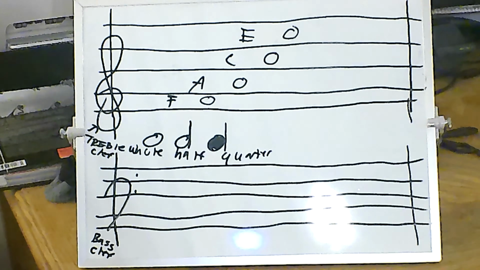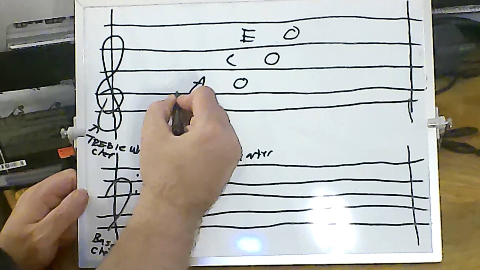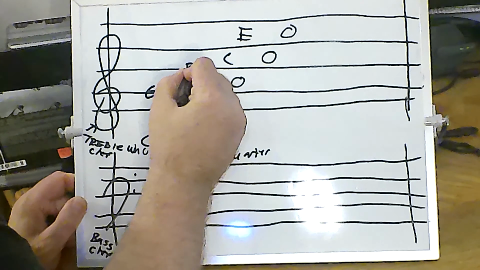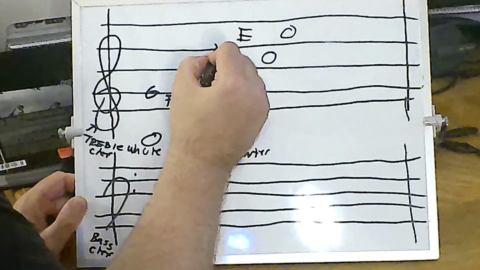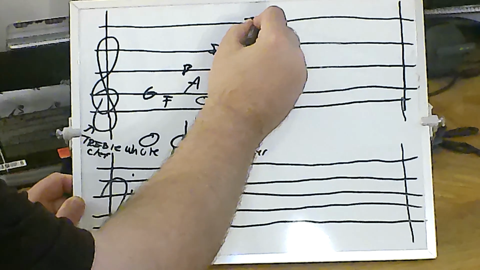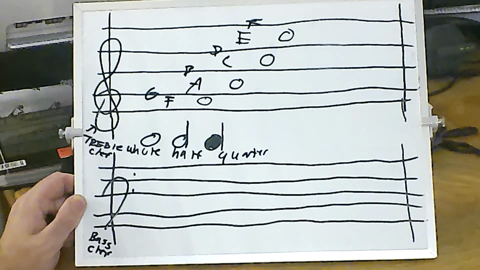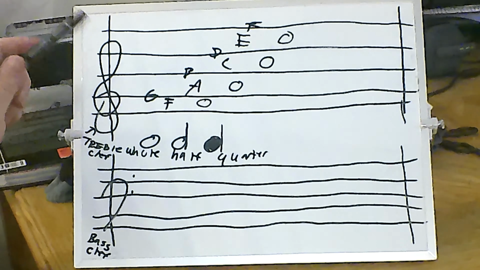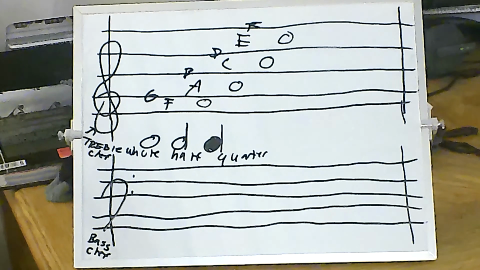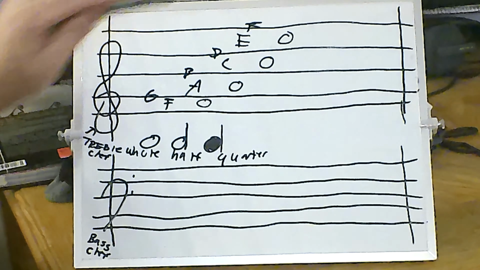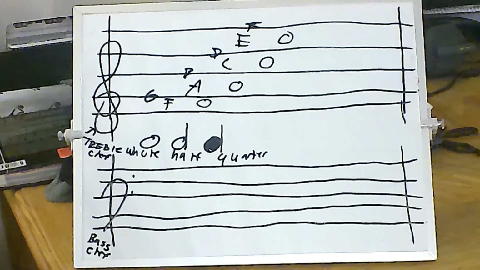Now the lines represent totally different notes. In between the F and the A, we have a G. In between the A and the C, we have a B. In between the C and the E, we have a D. Now above the E, we have an F. I'm going to explain that in a second. An easy way to interpret this would be F, G, A, B, C, D, E, F. That's all it is.